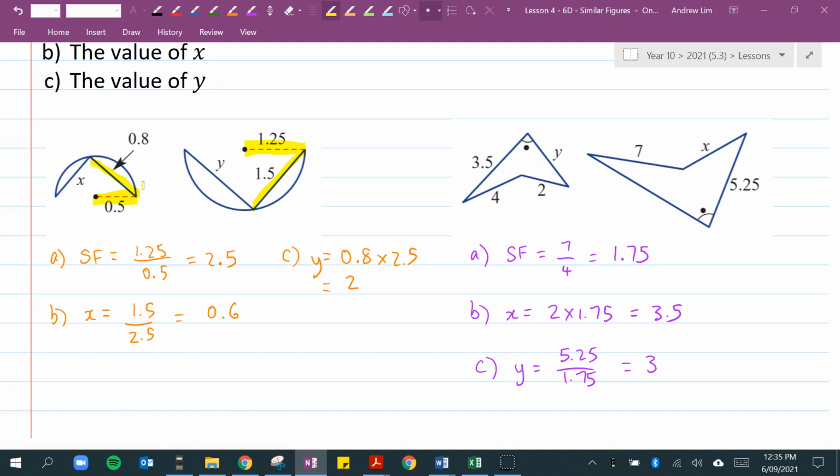For the second example, the scale factor is 1.75. This one corresponds to this, 7 over 4. 7 over 4 is 1.75. So x is equal to 2 times 1.75, which is 3.5. And y is equal to 5.25 over 1.75, which is equal to 3.